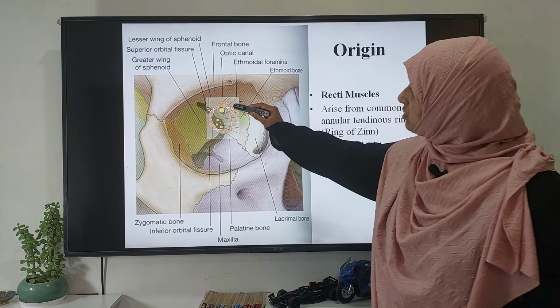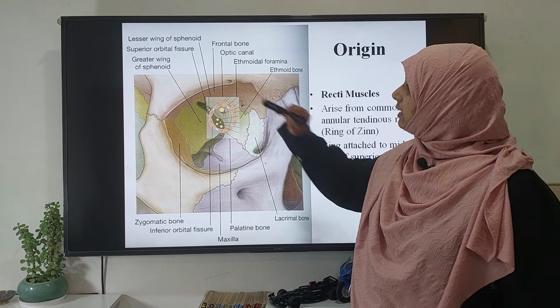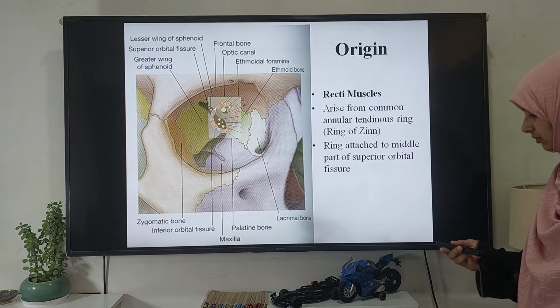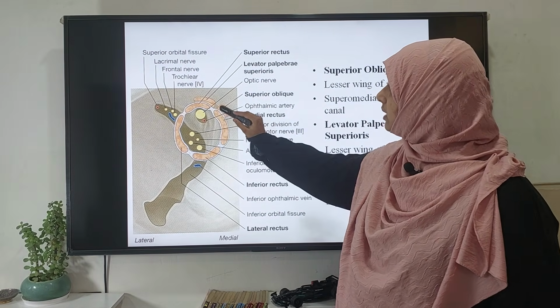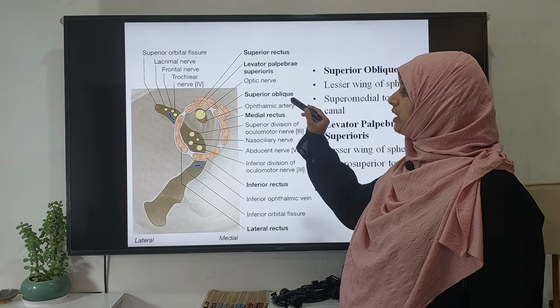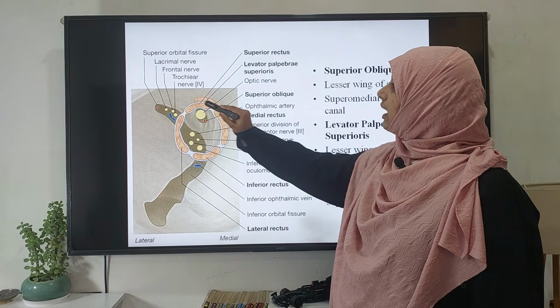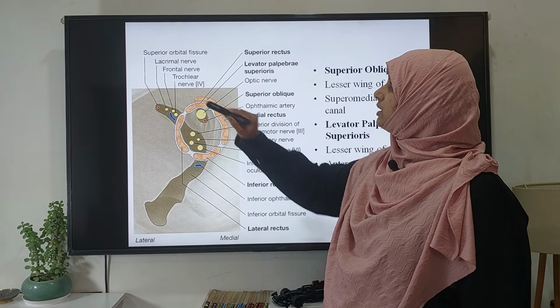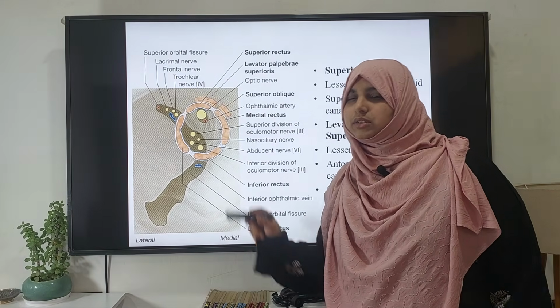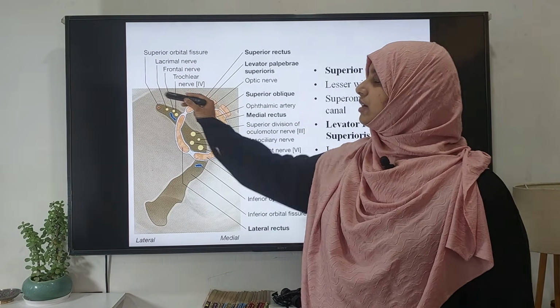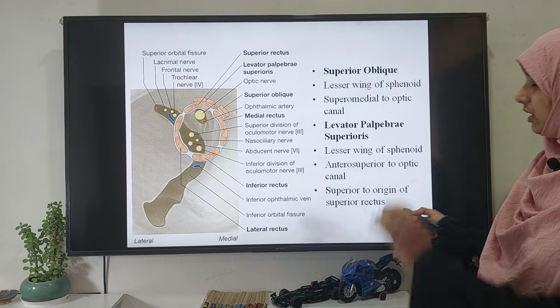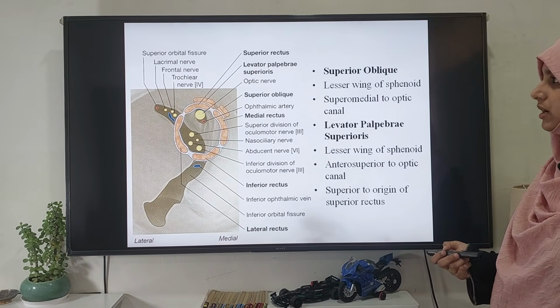Next, do you see these 2 guys? Medially, we have the origin here. So, this is again a zoomed in picture. Medially, we have the origin of the superior oblique muscle, and above, the origin of the superior rectus muscle. Both are originating from the lesser wing of sphenoid. Here we have the origin on the lesser wing of sphenoid bone. So, that's where they are originating.